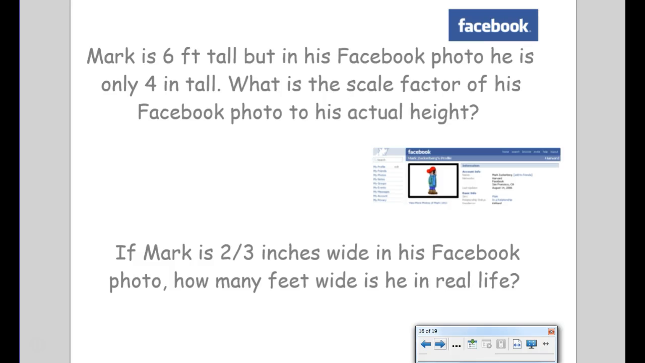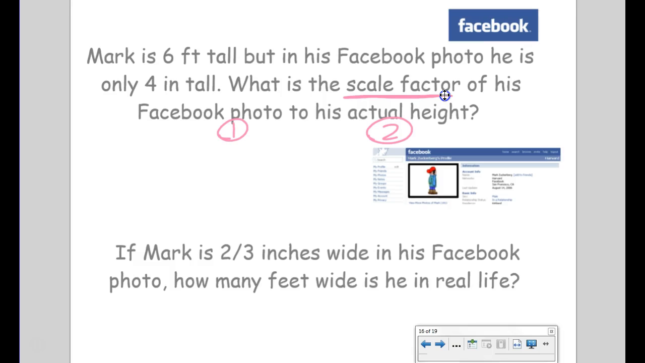So let's find the scale factor. Scale factor, we learned, it's no different, is blank over blank. Second over first. Second over first. Thank you, John. Did you know? Thank you. Good. All right, so we want to put second over first. So we want to go from his Facebook photo, that's the first, to his actual height. So I'm going to put second over first.